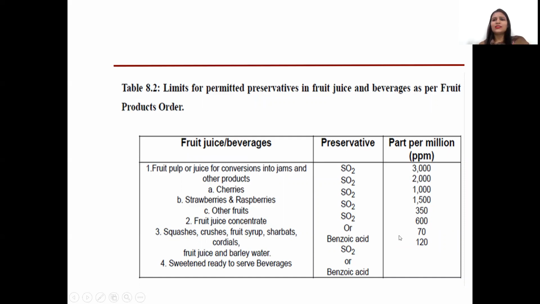If you don't get these points, you can refer to the book by Girdhari Lal. At the back of Girdhari Lal's book, Preservation of Fruits and Vegetables, there are tables where each and every chemical used in fruits and vegetables is listed, with how much we can use according to PFA. So you can go and check these requirements, for example if you have to use acetic acid.